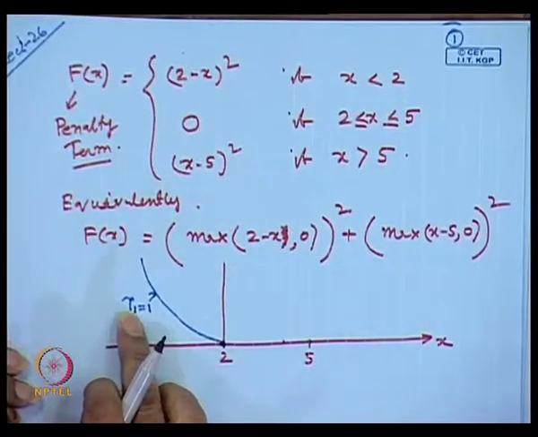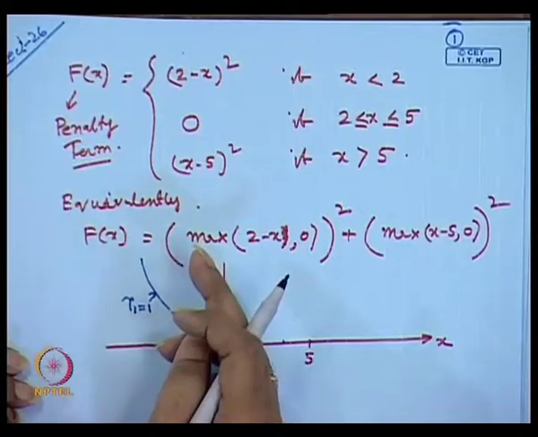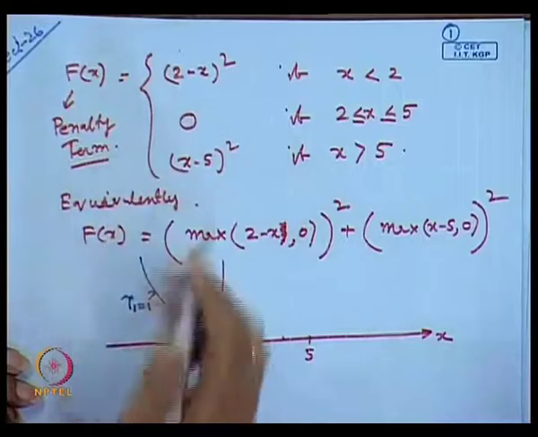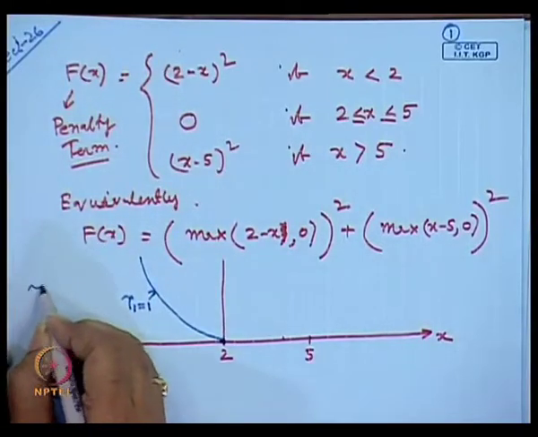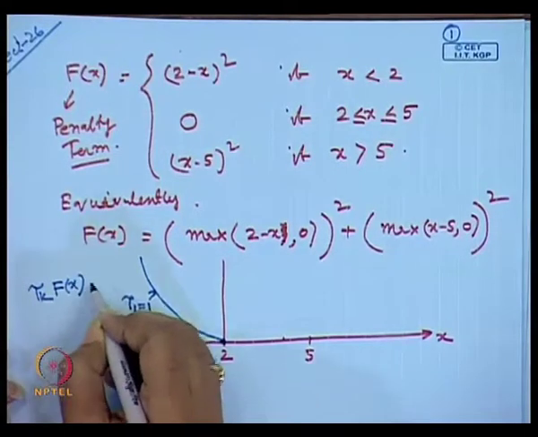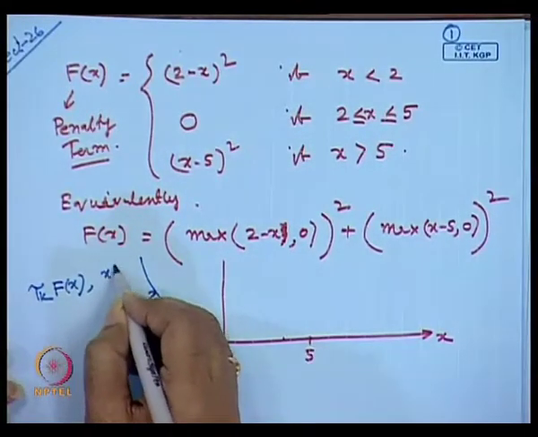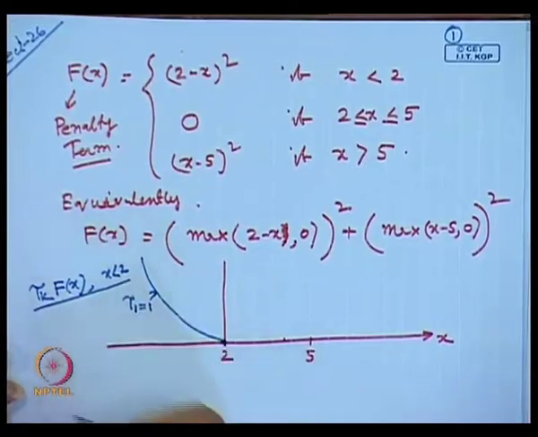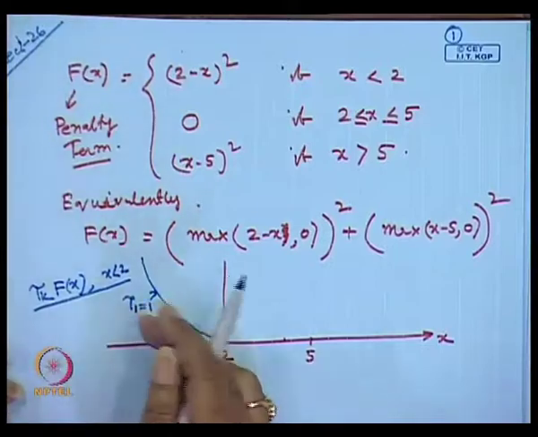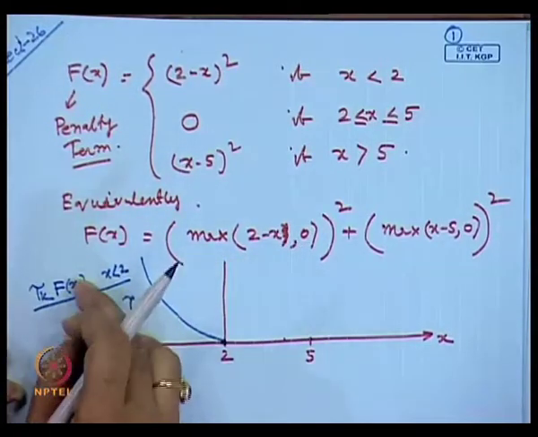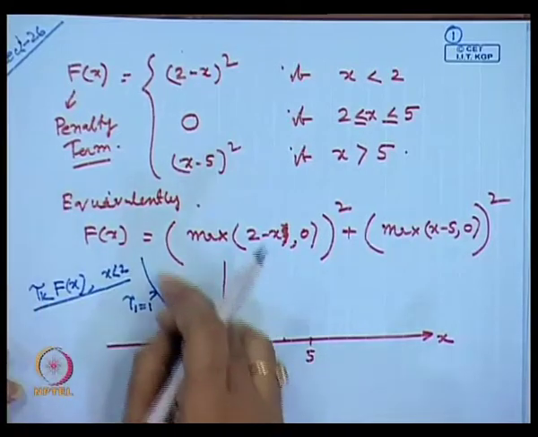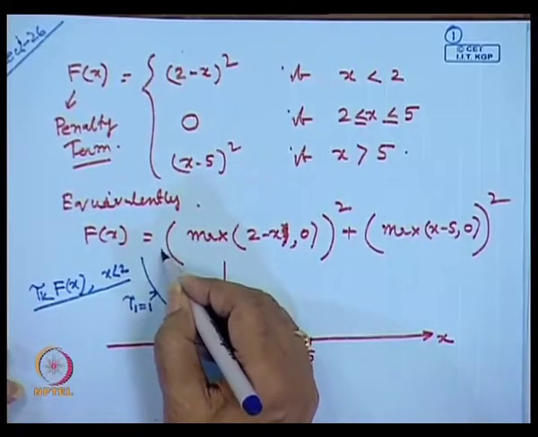Now, if I increase this tau value, what will happen? This is the same function. Increasing means I am now plotting tau k times f of x in the region x less than 2. I considered tau k as 1, now I increase tau k to 2. So the function value will be the same, only multiplied by 2 point by point. So it will be like this way.